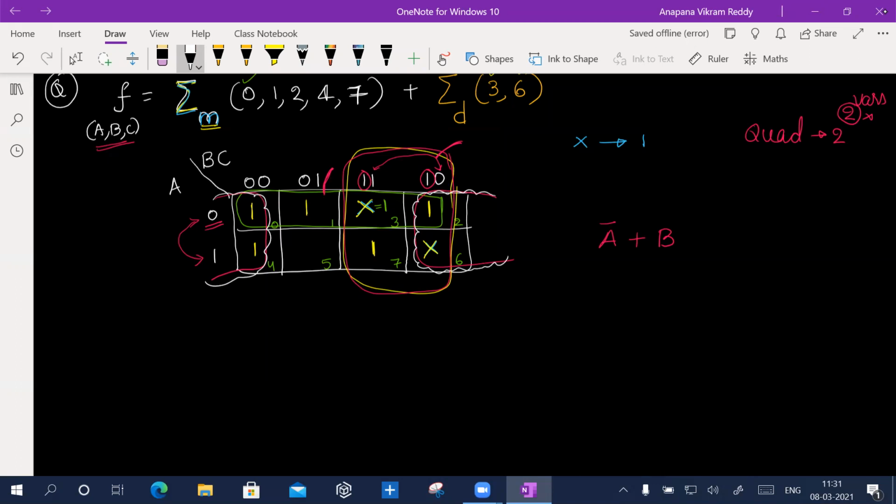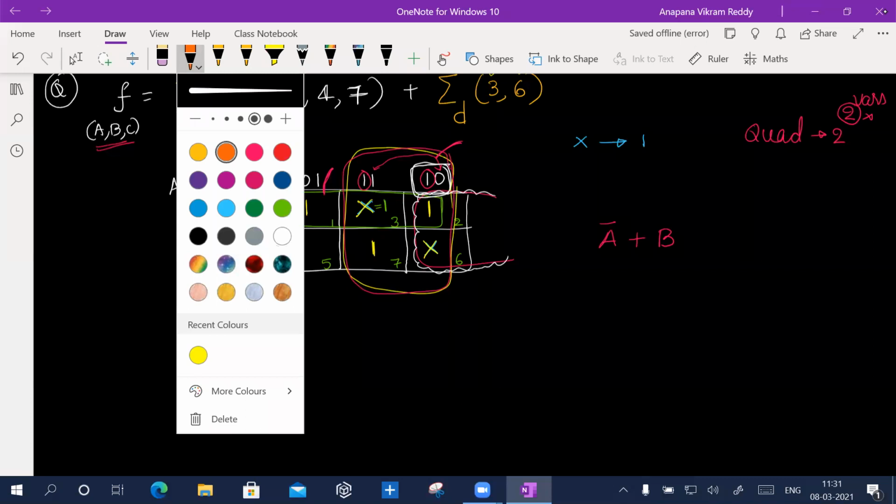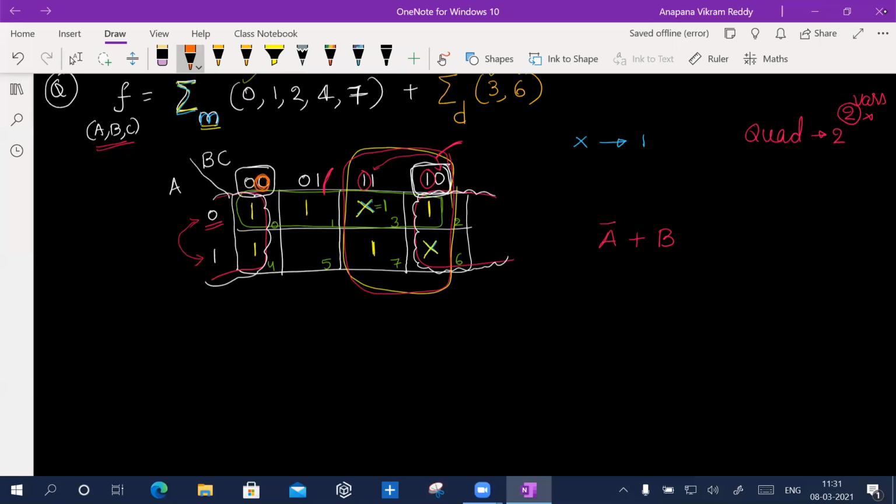I can't take A. Now B, I have BC like this, and again it is BC here, we have 1, 0. So who is changing here? B is changing from 0 to 1. So who is common now? C complement. Yeah, very good. So this C complement is common. So therefore, A complement, or B, or C complement. This is your final or simplified expression.